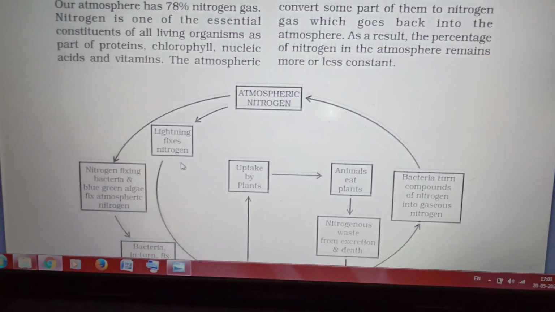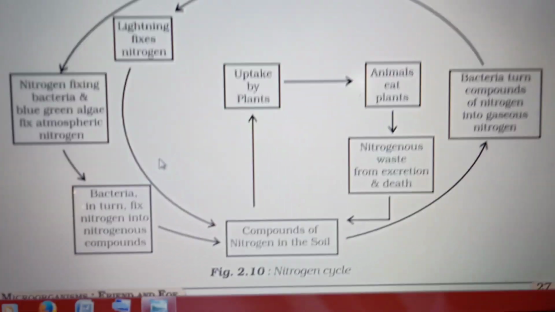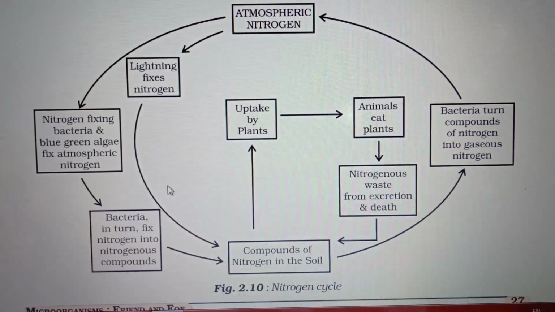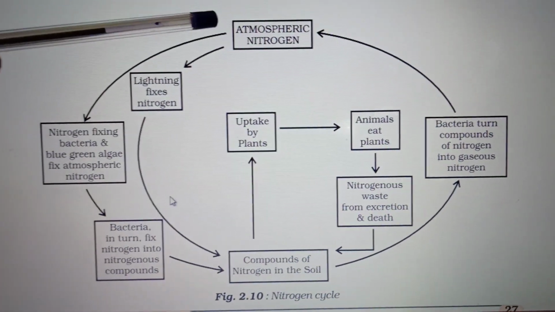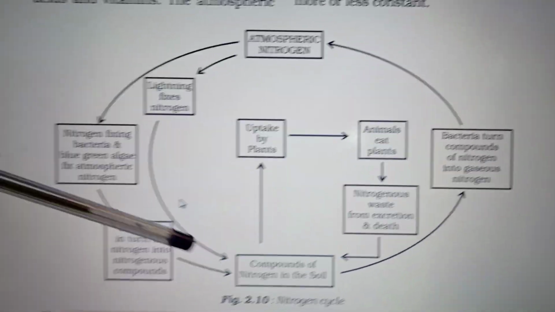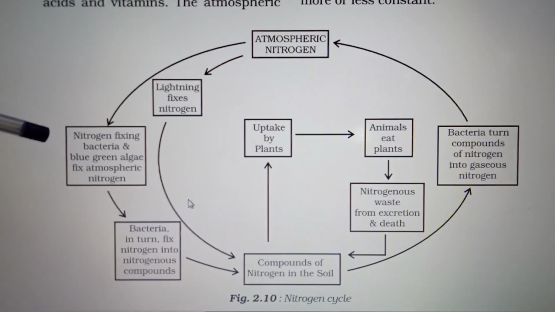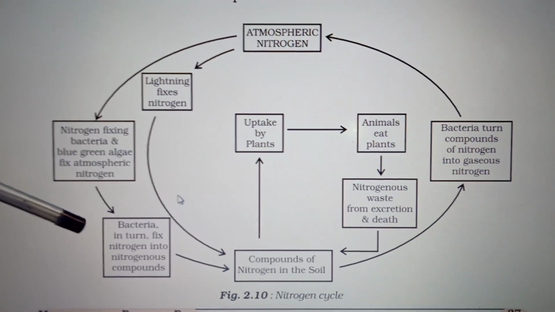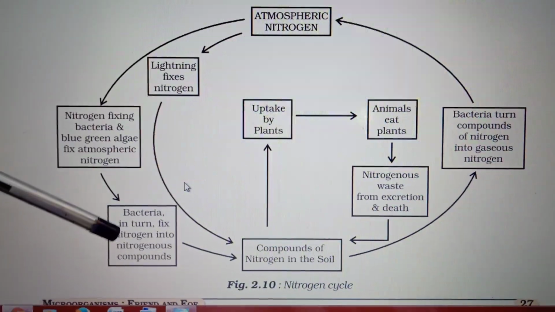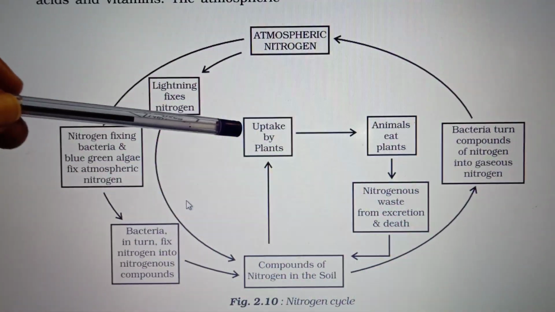Again, by seeing the picture, I will explain the nitrogen cycle so that it will be very useful for you. This is the nitrogen cycle. You can see here the atmospheric nitrogen. By a small percentage, through lightning, atmospheric nitrogen is fixed in the soil, and the rest is fixed by the nitrogen-fixing bacteria and blue-green algae. The bacteria convert nitrogen into nitrogenous compounds which are fixed in the soil, and it will be utilized by the plants for their growth.